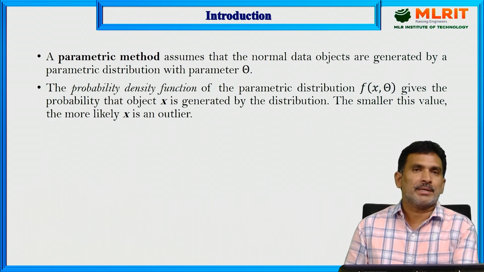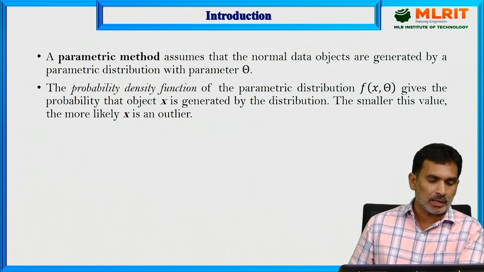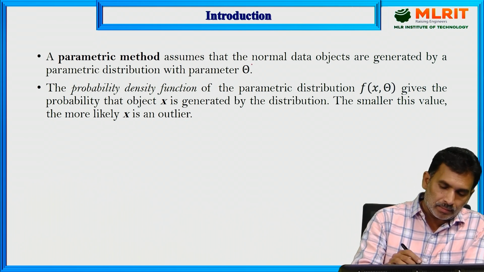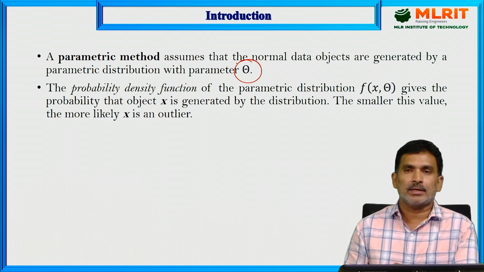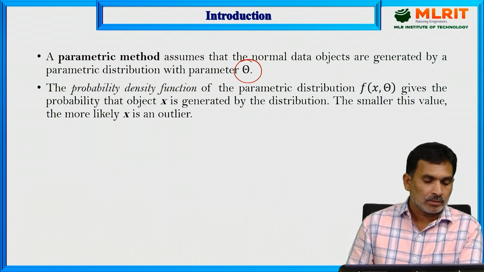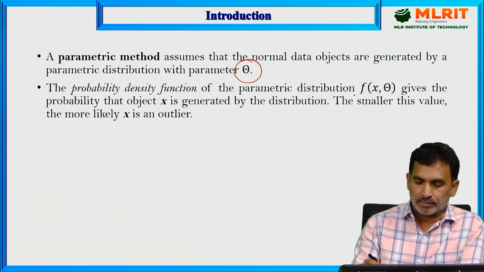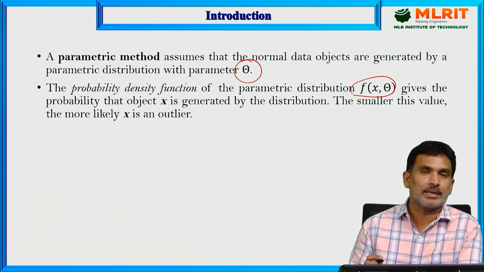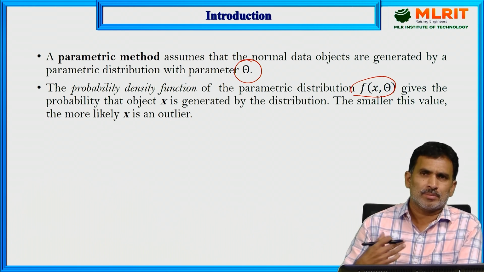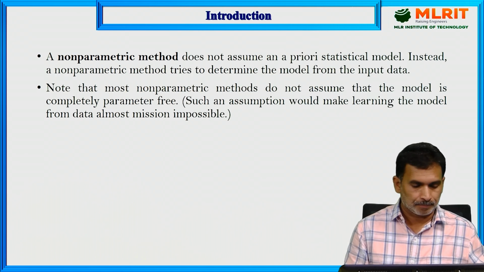A parametric method assumes that the normal data objects are generated by a parametric distribution with a parameter. That means we are making an assumption that the data is following a distribution with a parameter theta. The probability density function of the parametric distribution, f(x, theta), gives the probability that x is generated by the distribution. The smaller this value, the more likely x is an outlier.